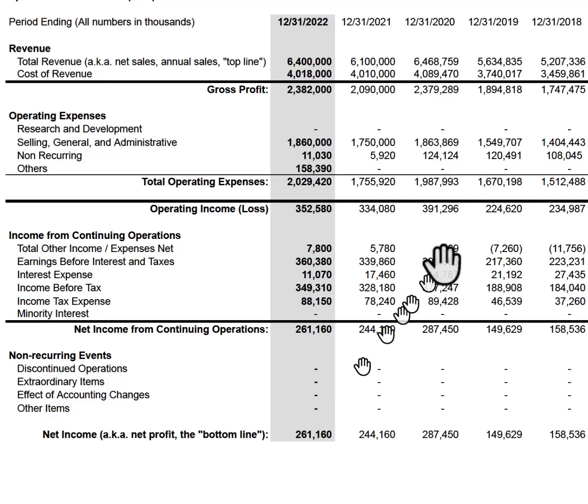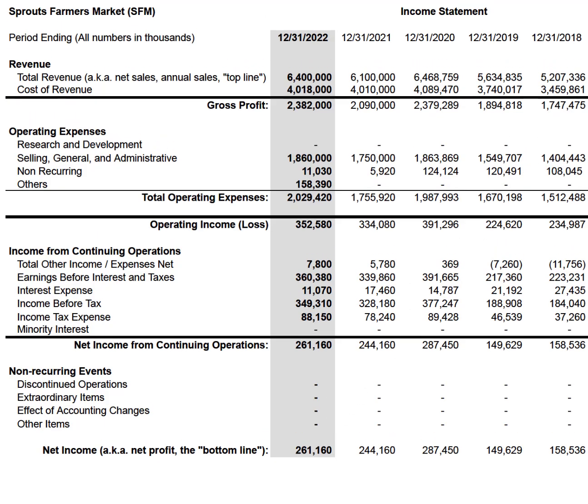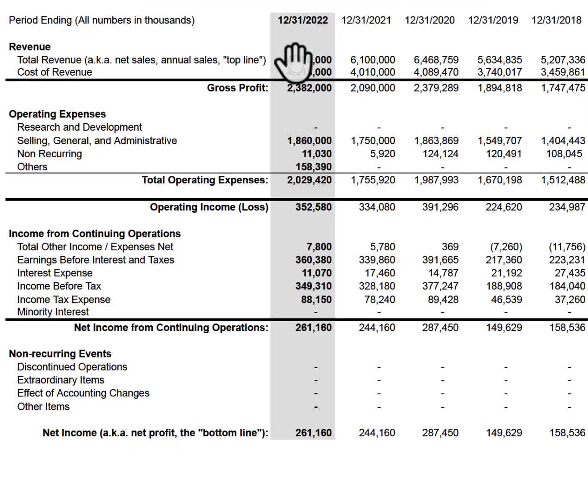So the bottom line number on Sprouts Family Market is $261,160,000. So you remember the top line number that we talked about? How much money came through the door, sales, revenue, and the bottom line number after we paid for the goods sold, after we paid all our employees and the rent and all the other stuff, and then all some interest charges and income tax charges. That's the bottom line. Last year, we saw that Sprouts Family Market had earned over $260 million.